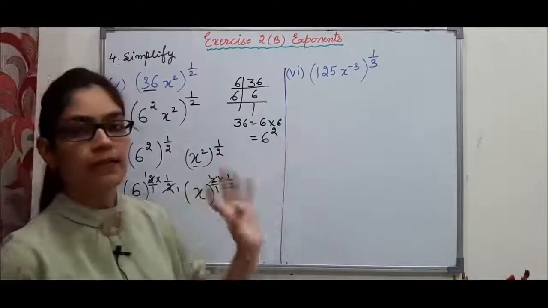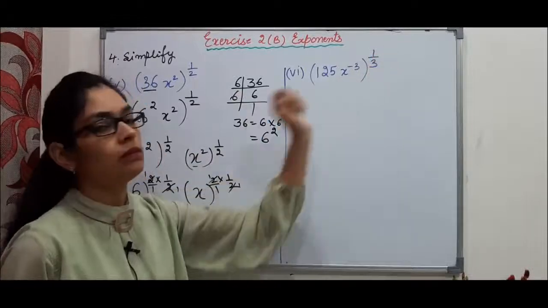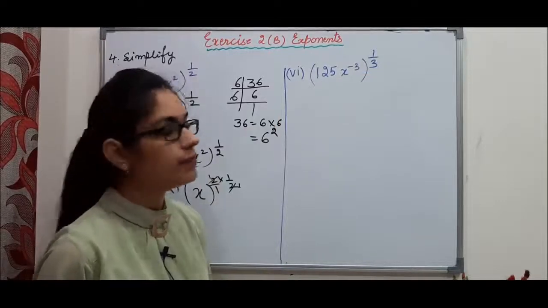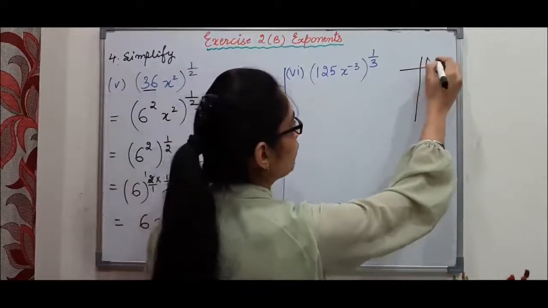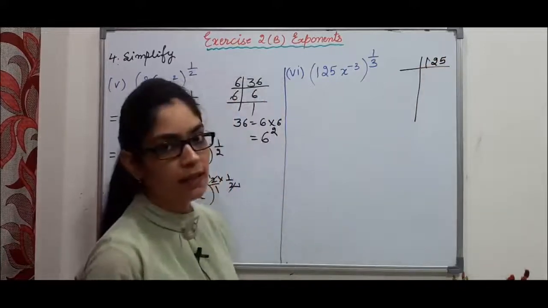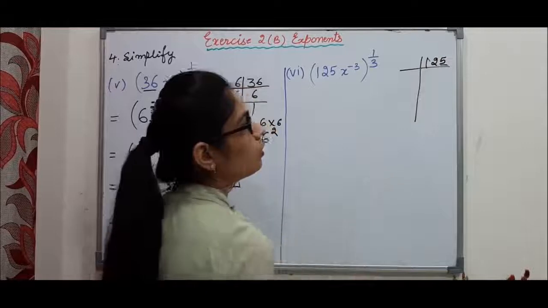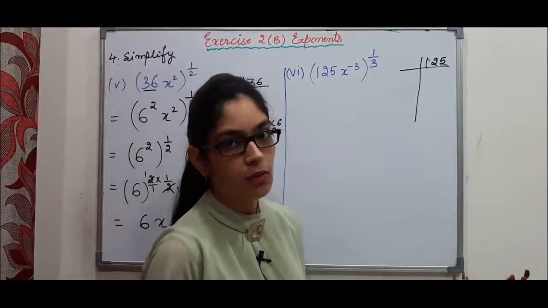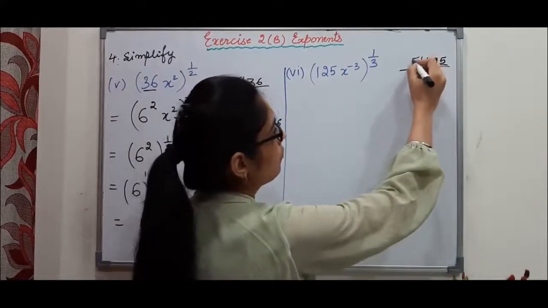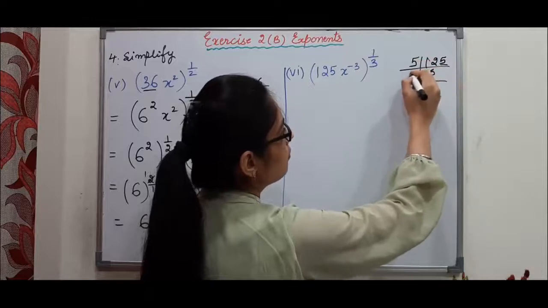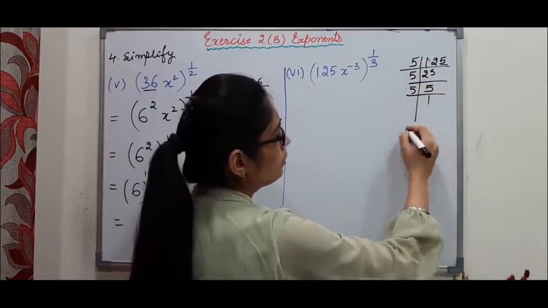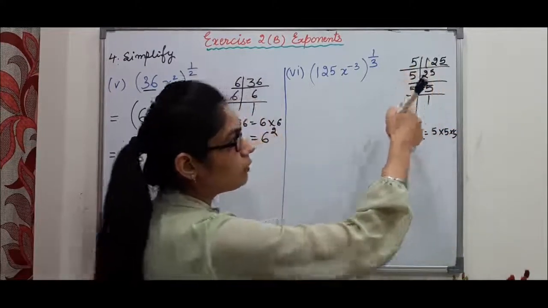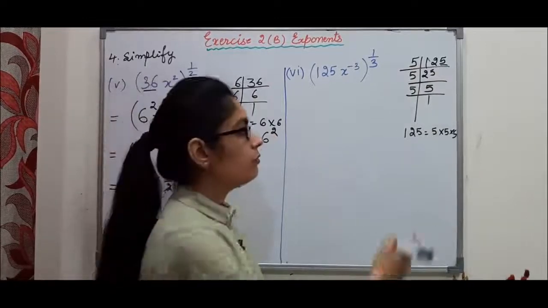So in the next part, same thing, the power is in fraction. If the power is in fraction, this number we have to change into its exponential form. 125, it's a multiple of 5 because it is ending with 5. Any number which ends with 0 or 5 is a multiple of 5 always. 5 into 25 is 125, 5 into 5 and 5 into 1. So 125, I can say it is 5 into 5 into 5. 3 times if we multiply 5, we will get 125.